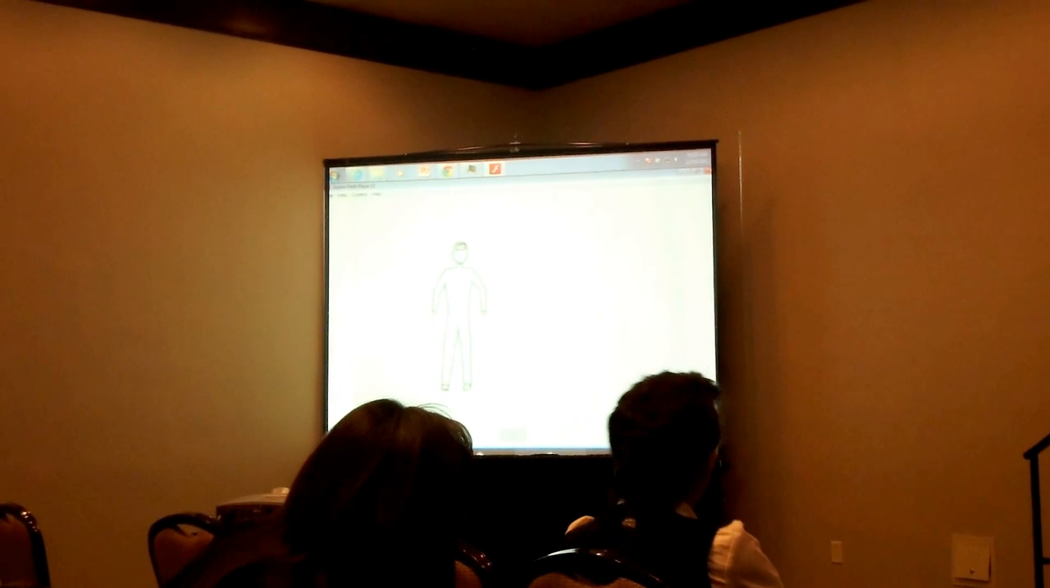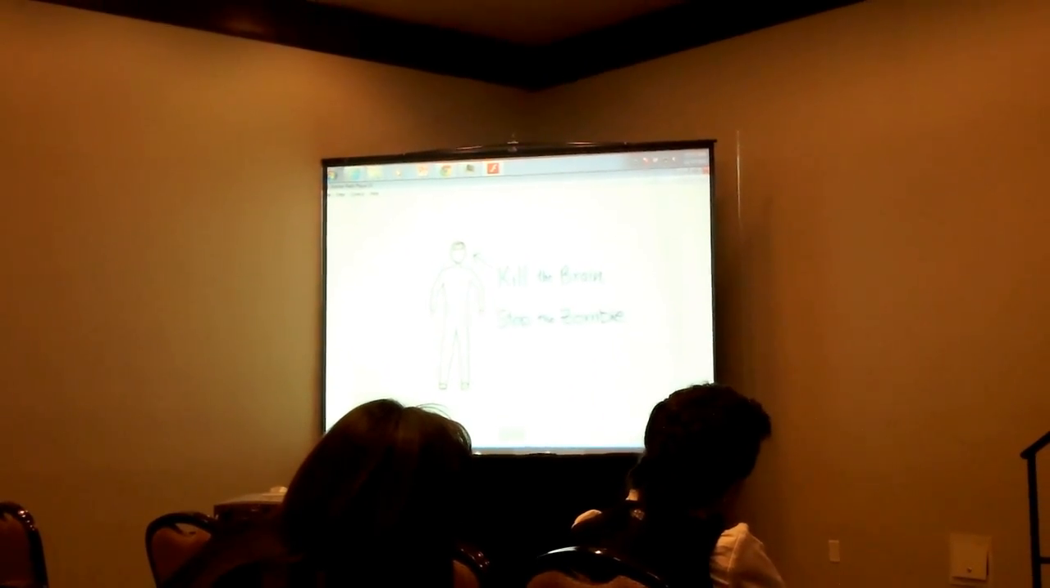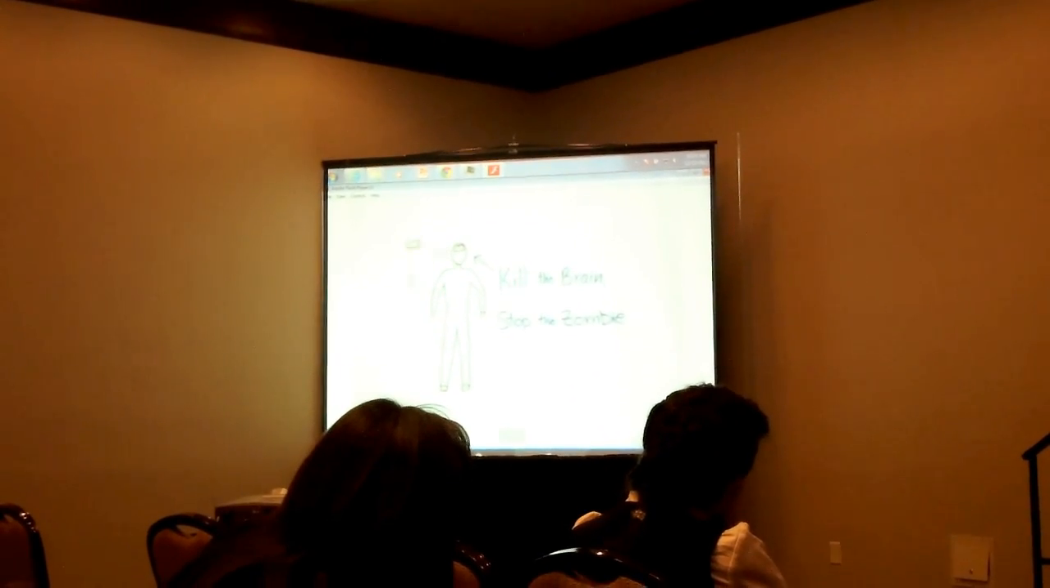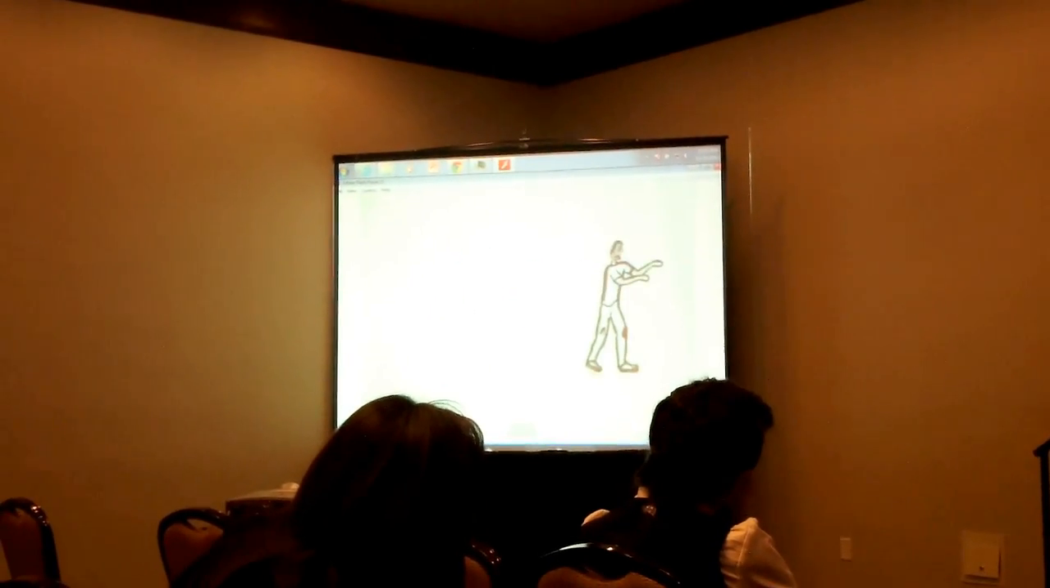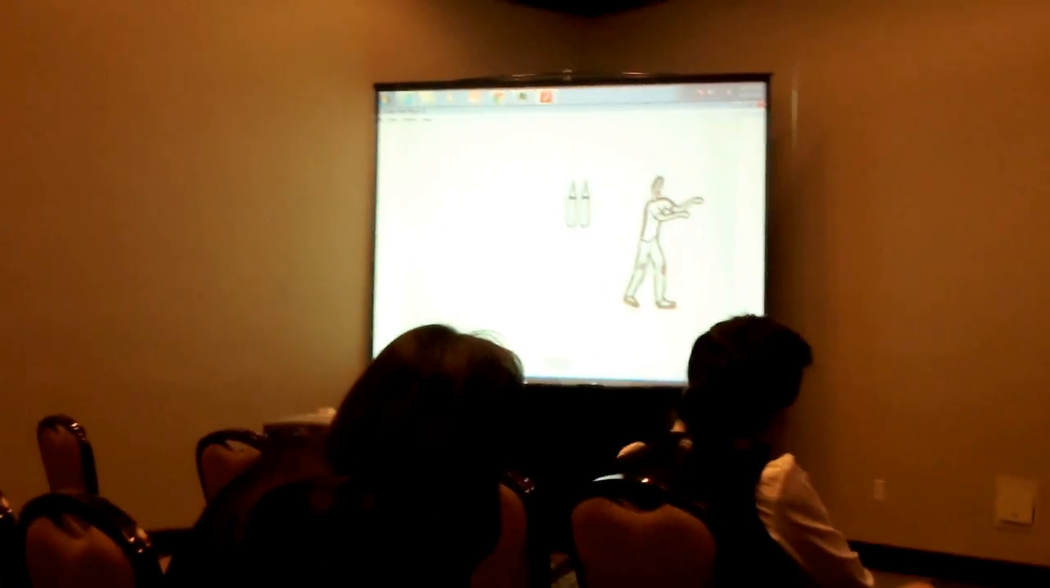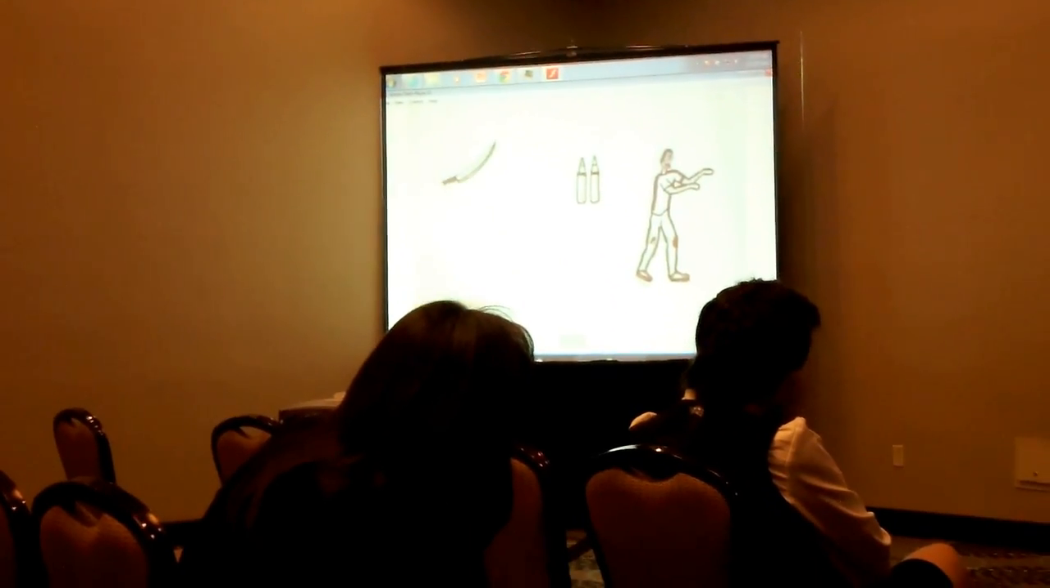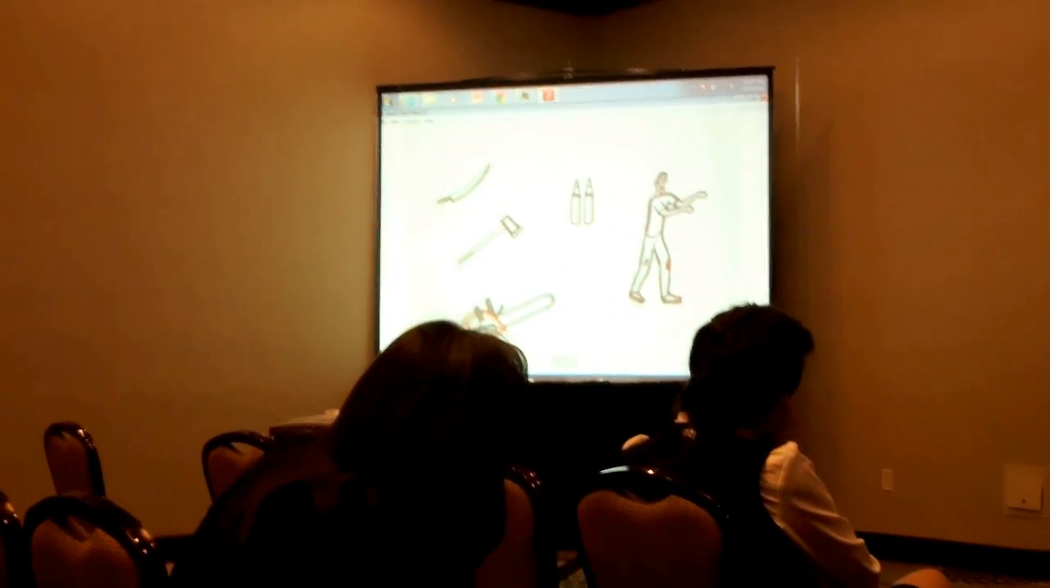The simple idea is, kill the brain, stop the zombie. This is generally done through head trauma or decapitation, but any method that removes the zombie brain's ability to direct the undead body will work. As starting points, we suggest large caliber bullets to the head or decapitation via machete, axe, or chainsaw.